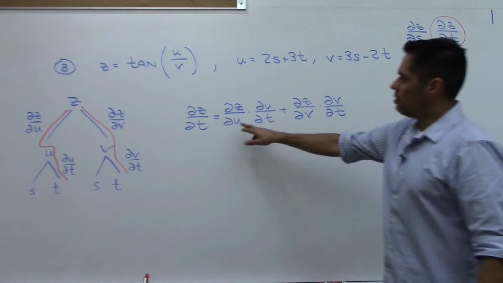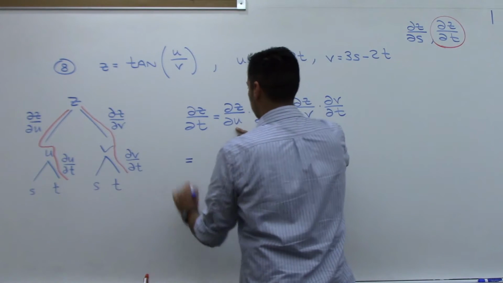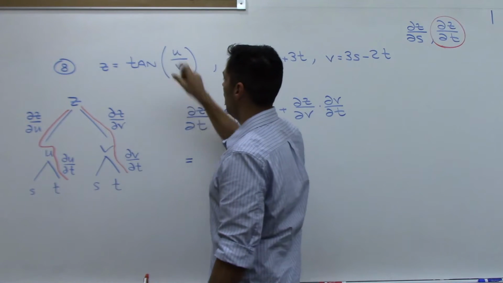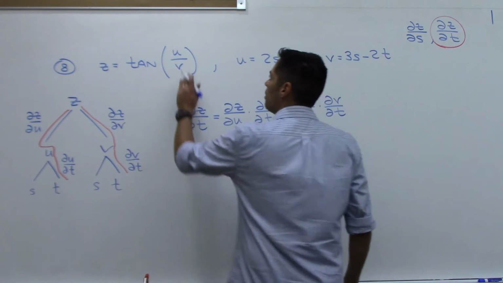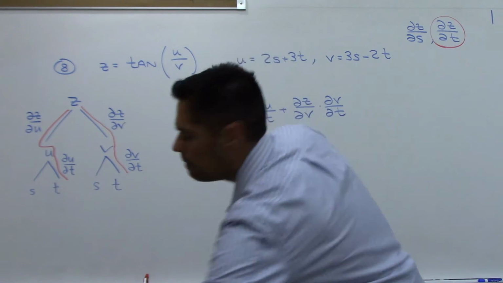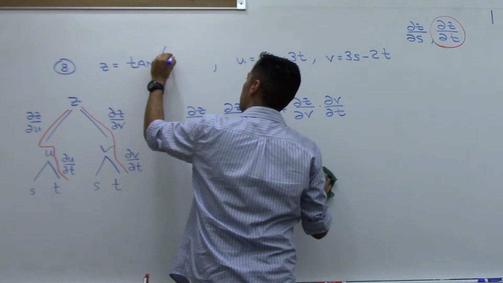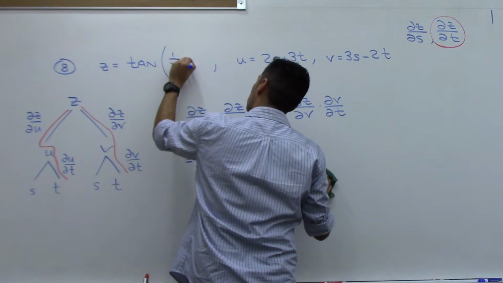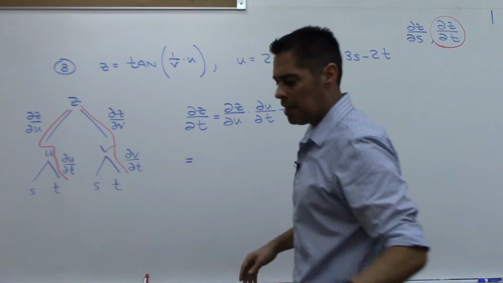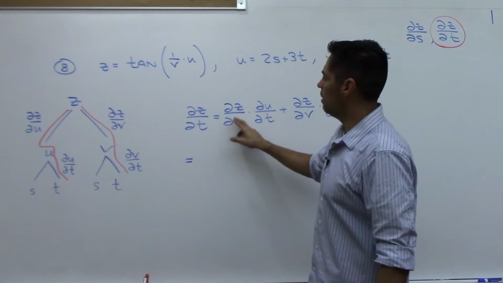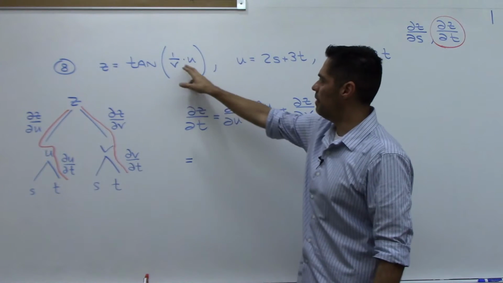All right, what is the partial of z with respect to u? Well, that's this, treating u like a variable. So remember this right here, might make it a little easier. u over v is the same as 1 over v times u. And we're treating u like it's the variable, and that means that v is a constant.